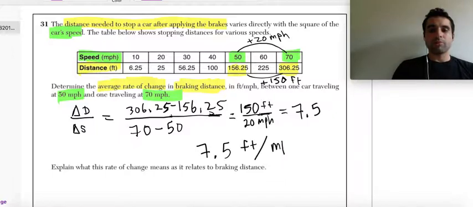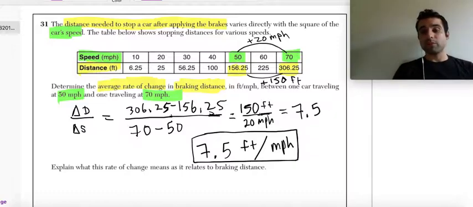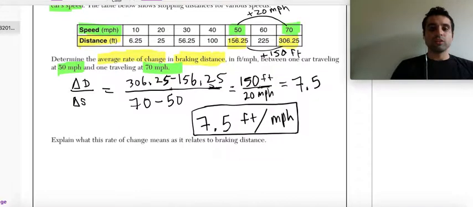per mile per hour. So that's as the car's speed increases by 20 miles per hour from 50 to 70 miles per hour, the distance needed to stop the car increased by 150 additional feet, right? A car traveling at 70 miles per hour needed 150 more feet to stop than one traveling at 50. But on average, it increases as you increase from 50 to 70 miles per hour. The distance needed to stop the car increases on average by 7.5 feet for each 1 mile per hour increase in speed, which brings us to the next part.